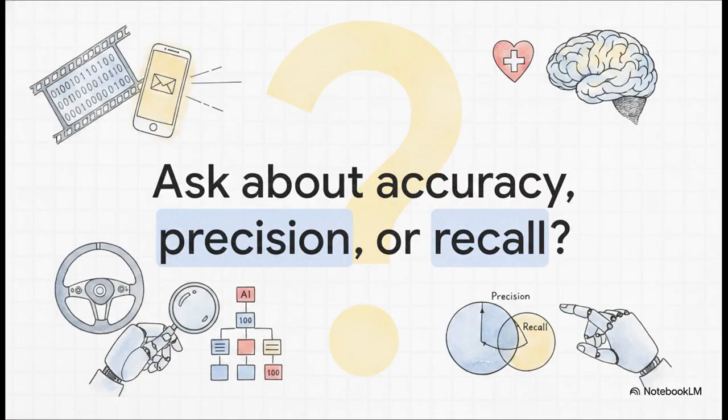Which leaves us with this final thought. AI isn't just science fiction anymore, right? It's recommending our movies, it's filtering our emails, it's driving our cars, and it's even diagnosing our health. So the next time an AI makes a recommendation for you, are you going to just blindly trust its accuracy, or will you ask the deeper questions about its precision and its recall?